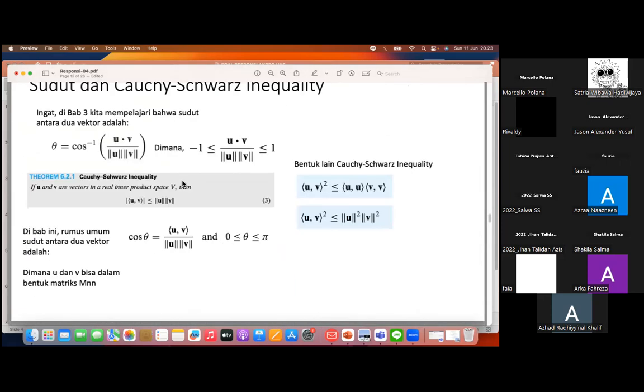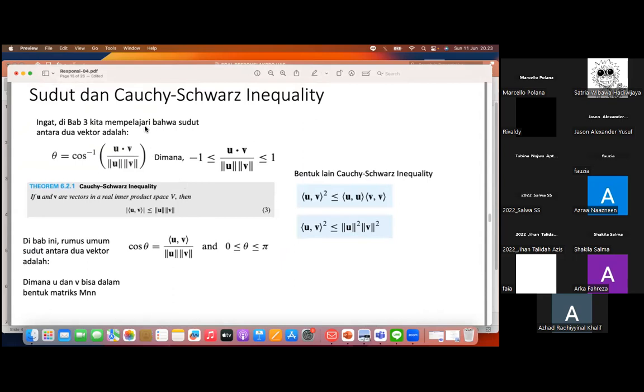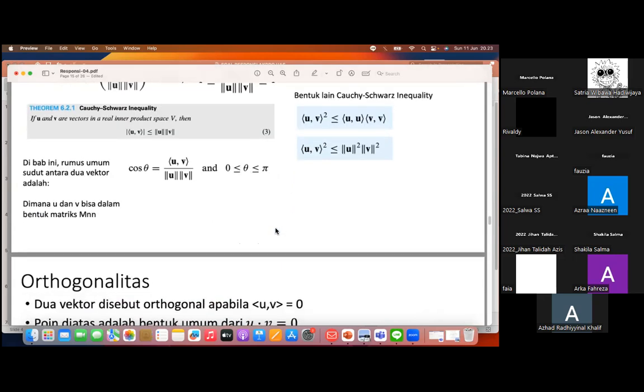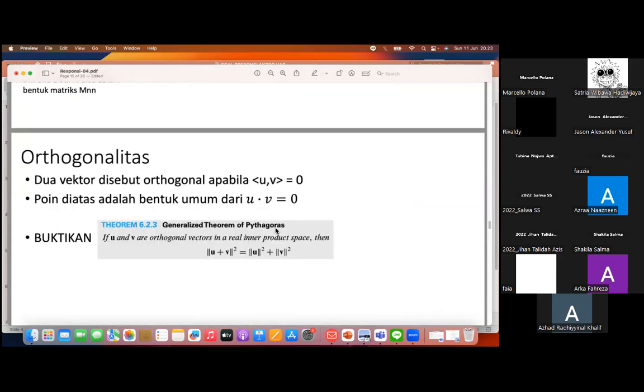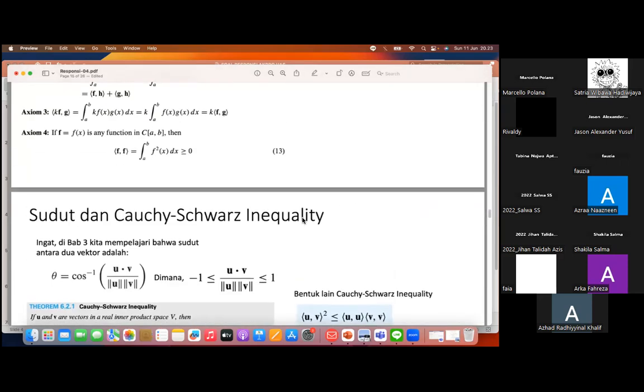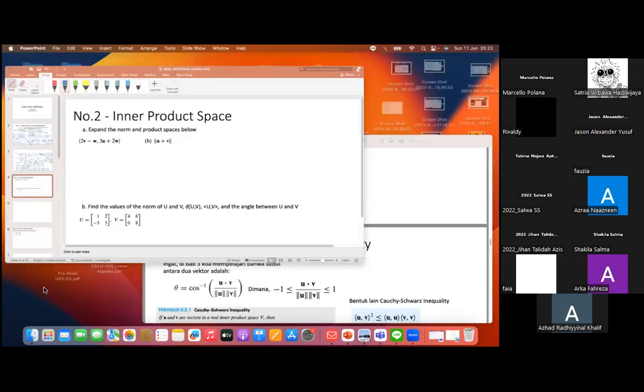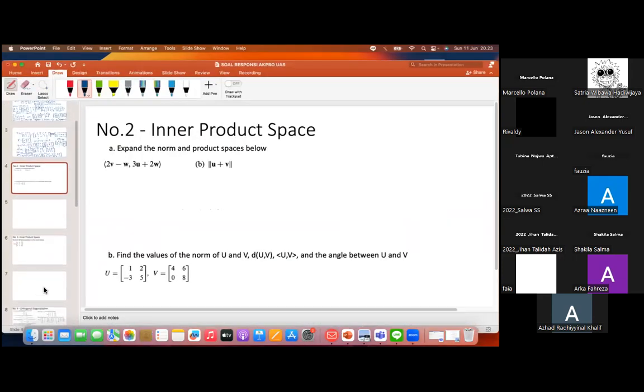And next here is to find the angle. For Cauchy-Schwarz, you don't have to pay attention too much to this. The most important one is the angle here, this one. And this theta here, bear in mind, must be in between 0 and pi, or in between 0 and 180 degrees. For now we can go to the question on inner product space. So we'll do it step by step.